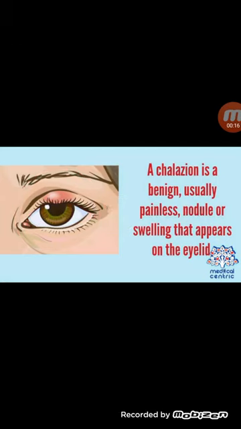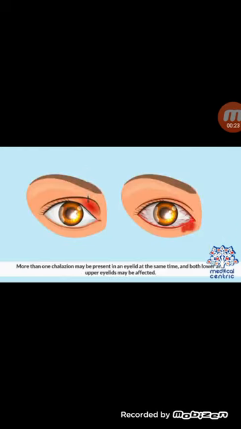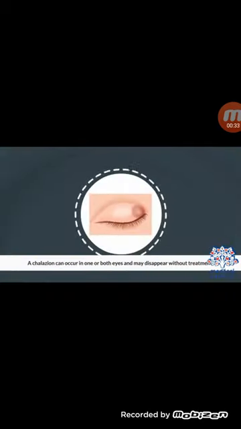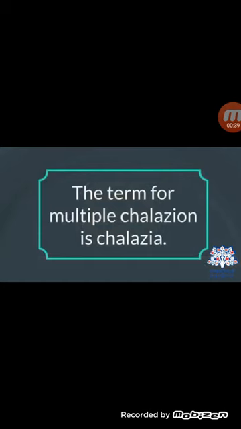A chalazion is a benign, usually painless, nodule or swelling that appears on the eyelid. لاحظوا انها ما بتوجع. More than one chalazion may be present in an eyelid at the same time, and both lower and upper eyelids may be affected. A chalazion can occur in one or both eyes and may disappear without treatment. The term for multiple chalazion is chalazia.